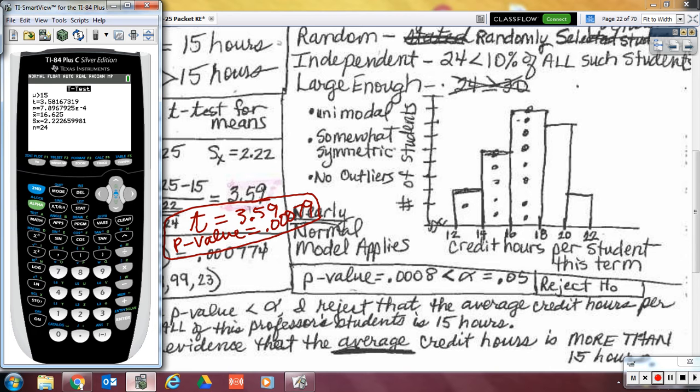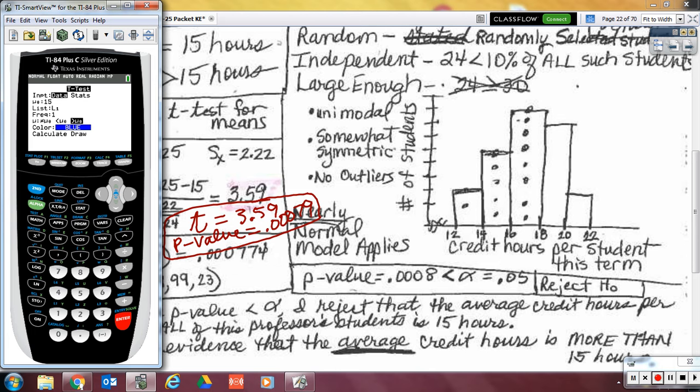Because I was given all of the individual pieces of data, where did I put those pieces of data? Into my list, into my stat edit. So I put them all into my list 1. Then I went to calculate my test. So I went stat over to tests, and I did a t-test. You need to make sure that data is highlighted, because you're getting all the individual pieces of data from the sample.